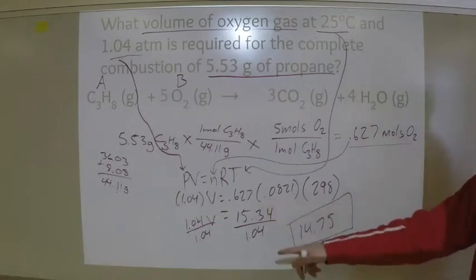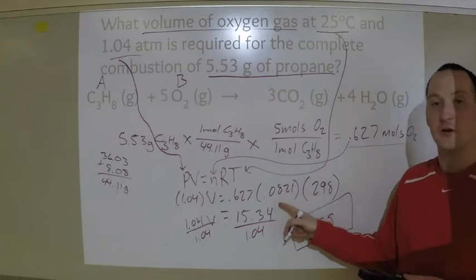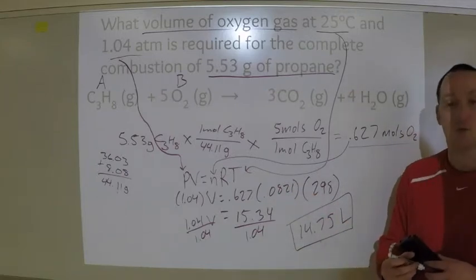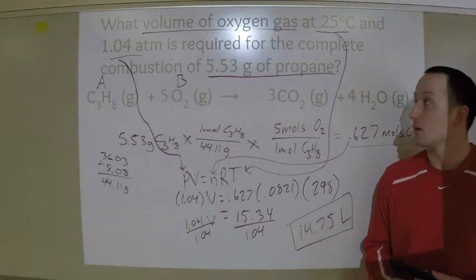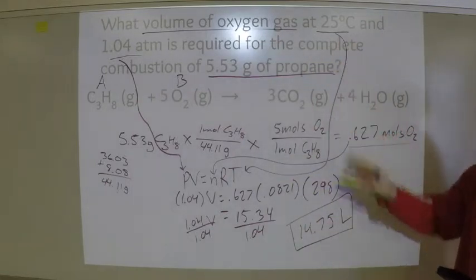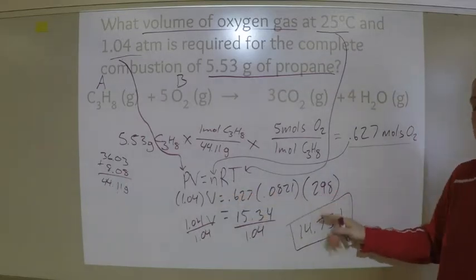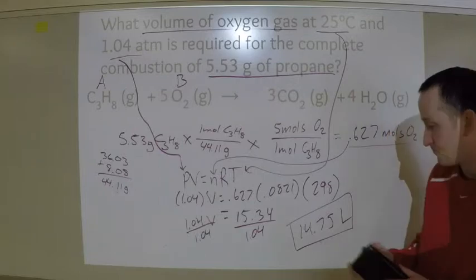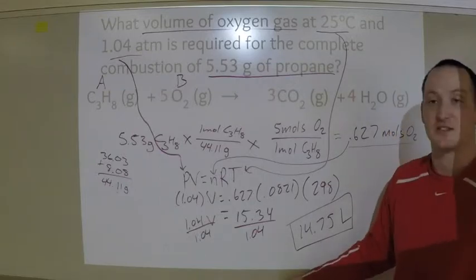And again, this is volume, and because I used my R value here, this has to be in liters. And that would be the answer to my question. Because it said what volume of oxygen gas at these certain conditions, I used those certain conditions, so this would be the volume of oxygen that I would need. Okay? Let's go ahead, let's give another one a try.